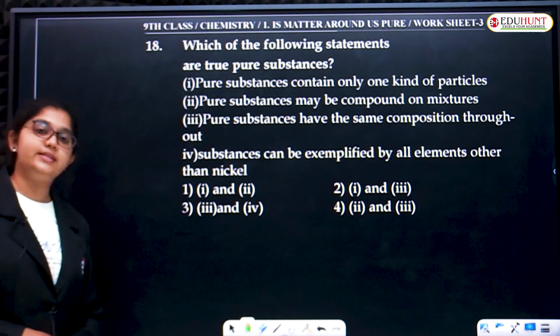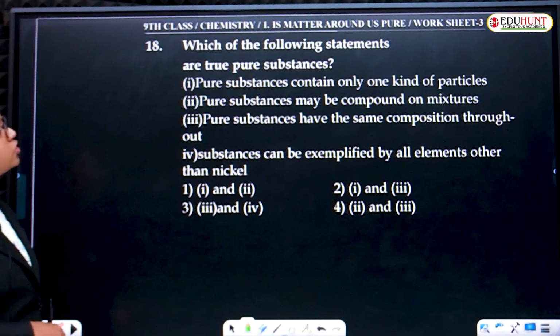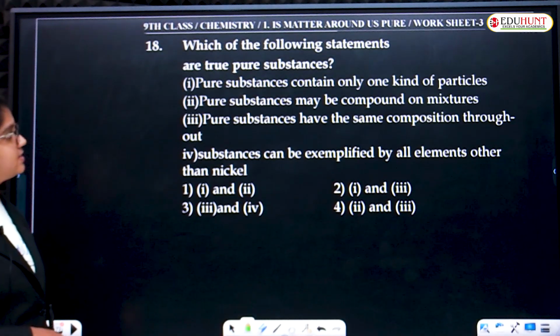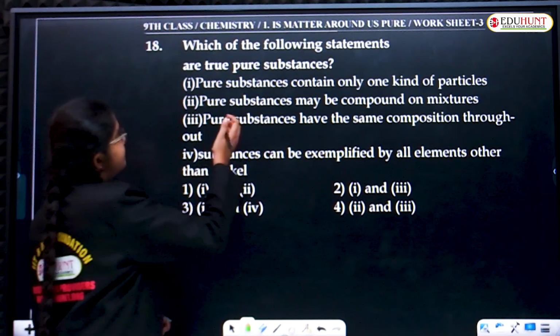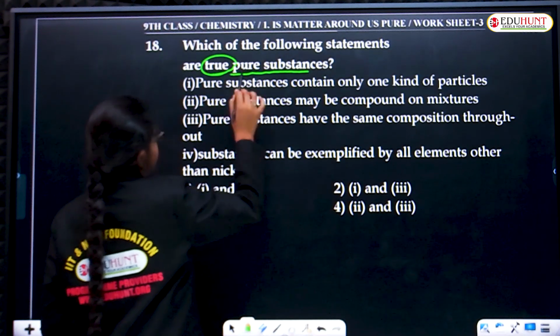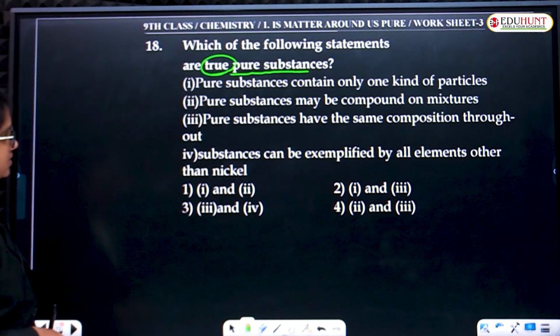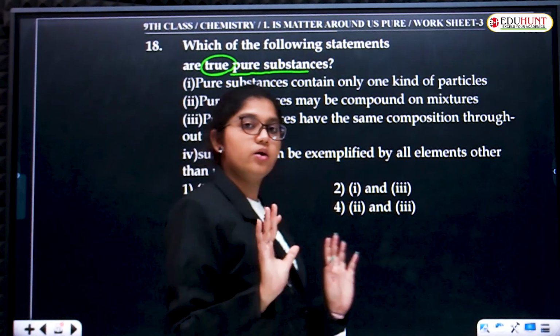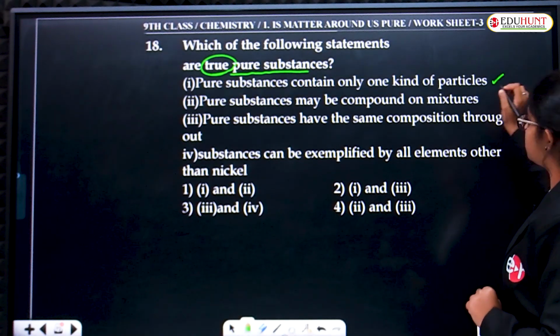Now question number 18. Which of the following statements are true for pure substances? Okay, we have the statements here. We will go one by one regarding pure substances, true statements. Pure substances contain only one kind of particles. Yes, pure ga undadam ante only one kind of particles matrame contain ayi undali. Okay, so this is right.